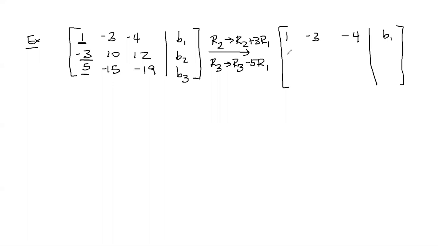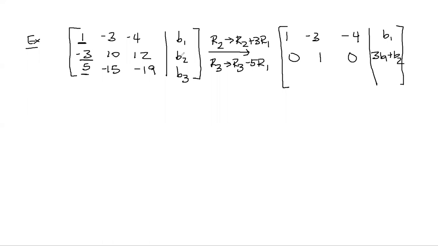Our second row will be 3 times row 1. So 3 times 1 is 3, minus 3 is 0. 3 times minus 3 is minus 9, plus 10 is 1. 3 times minus 4 is minus 12, plus 12 is 0. And 3 times B1 plus B2 is 3B1 plus B2.